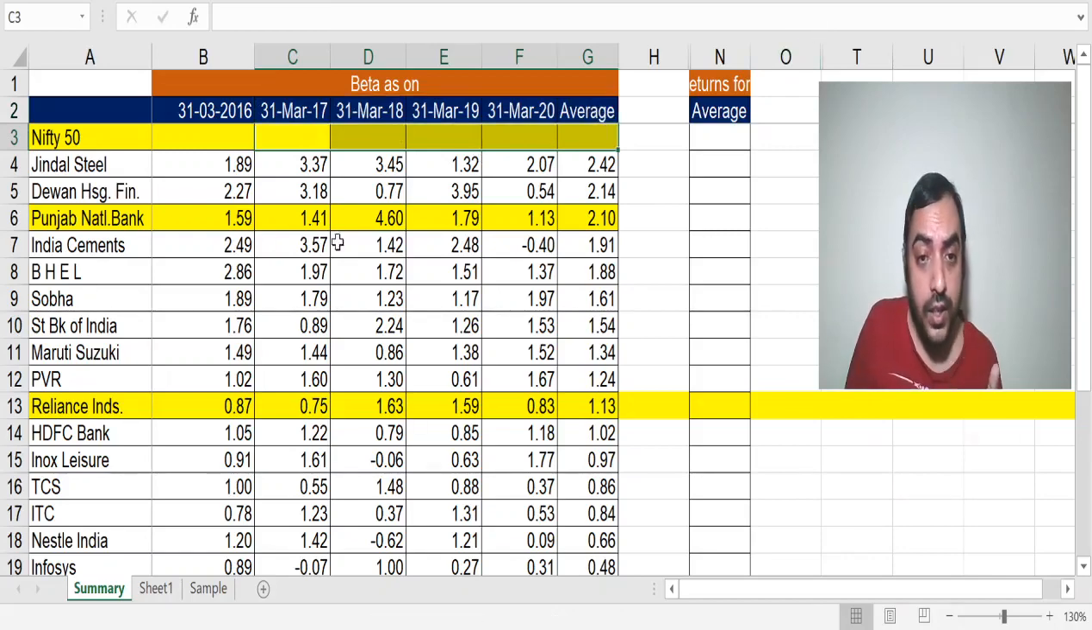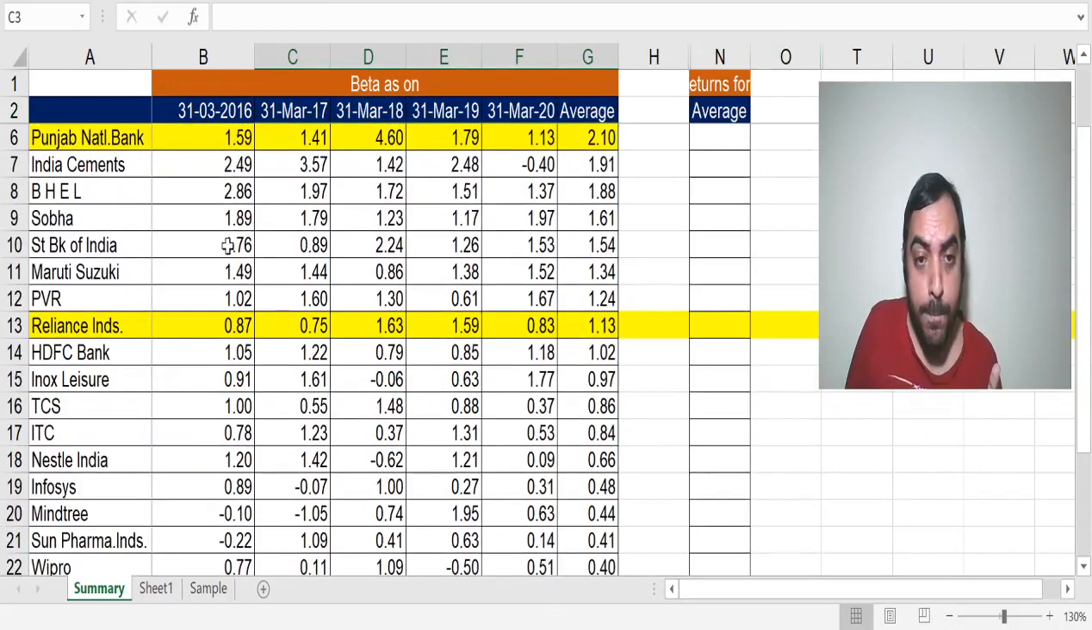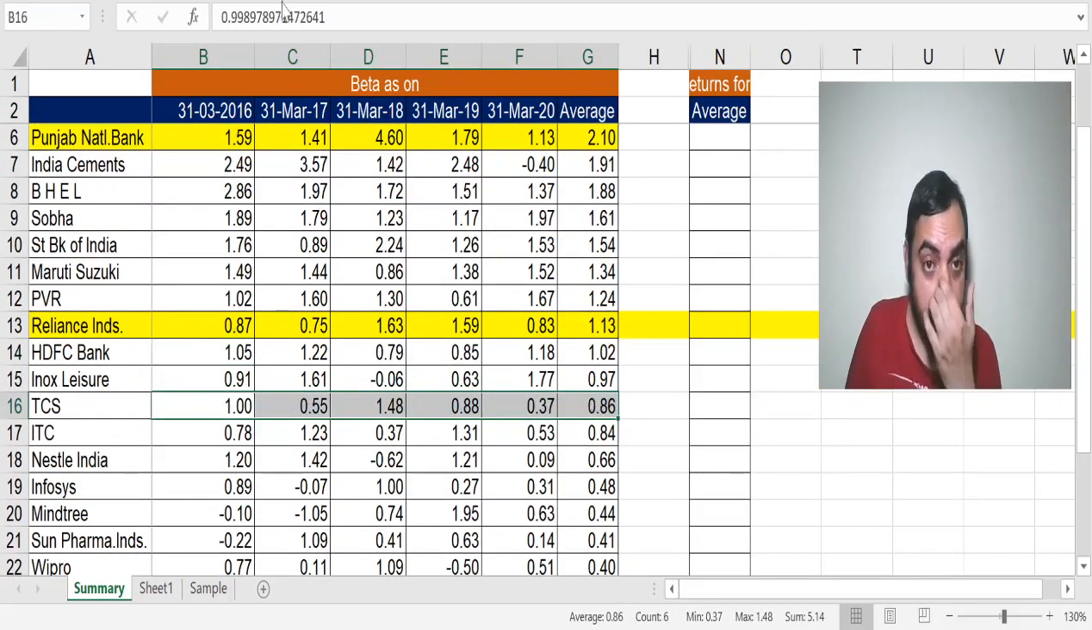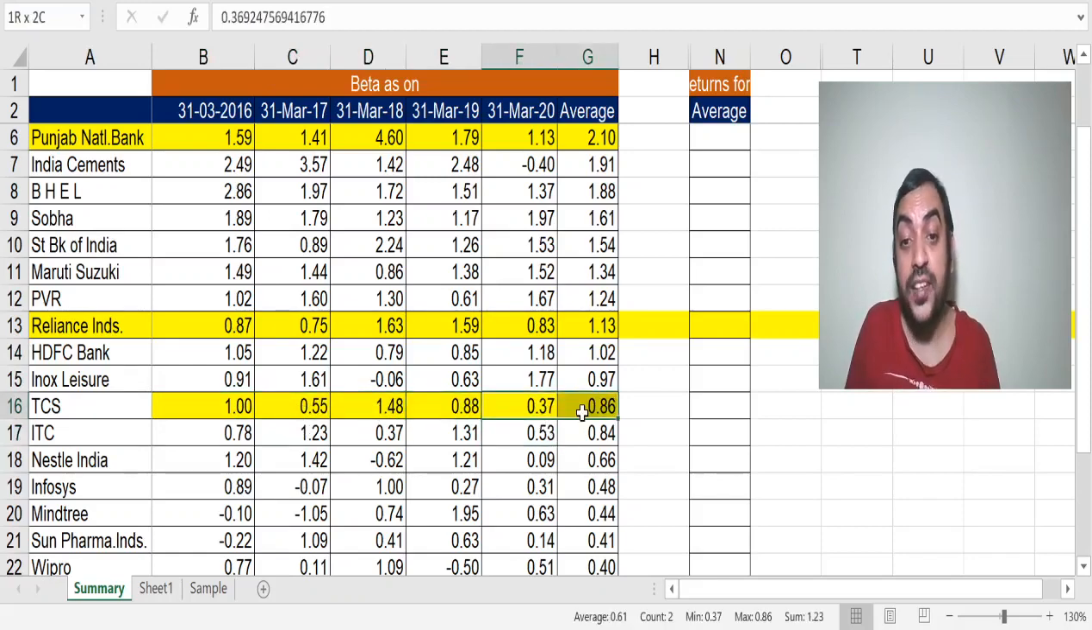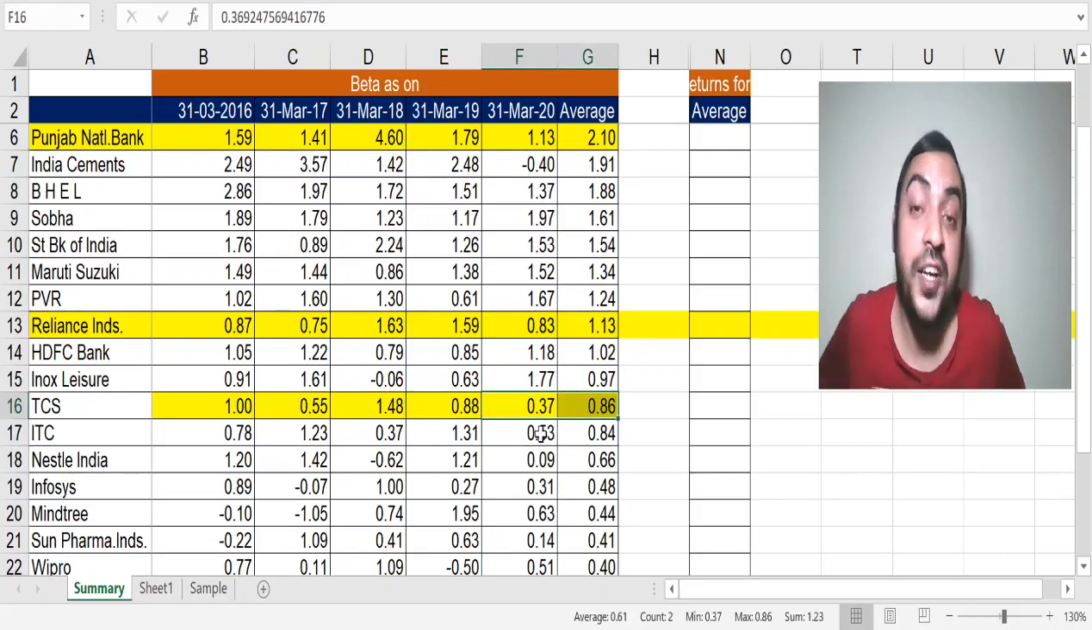Let's take one more. Look at TCS. We thought that it will have the same risk as the market. Next year, 0.455, 1.48, 0.88. You see, it is increasing, decreasing, 0.37, 0.86. Also, in one year, it has not given enough returns.